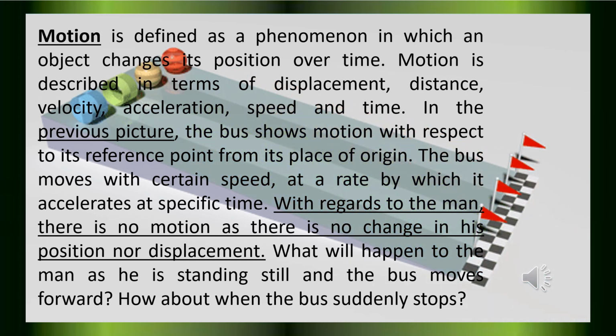In the previous picture, the bus shows motion with respect to its reference point from its place of origin. The bus moves with certain speed, at a rate by which it accelerates at specific time. With regards to the man, there is no motion as there is no change in his position nor displacement. What will happen to the man as he is standing still and the bus moves forward? How about when the bus suddenly stops?